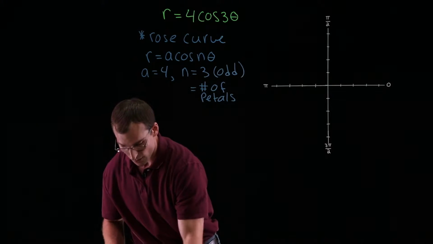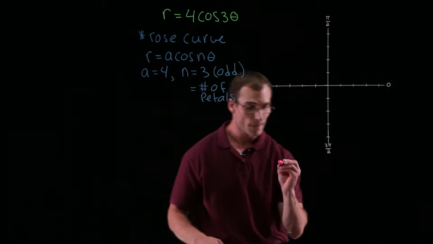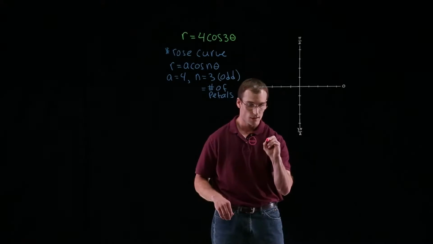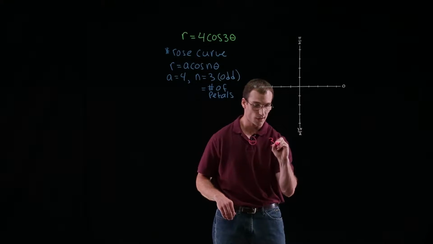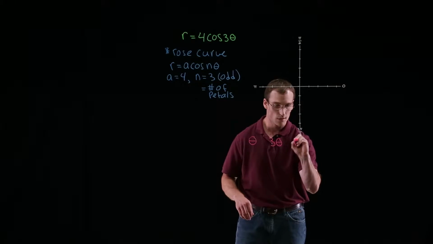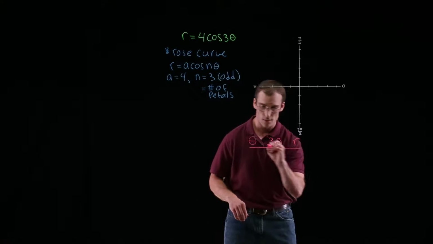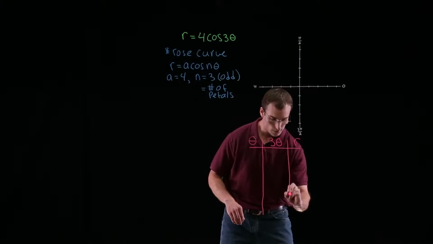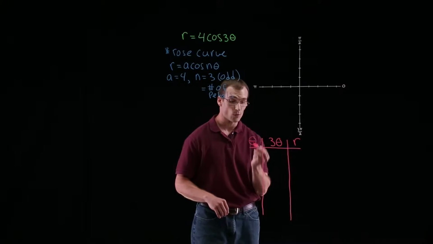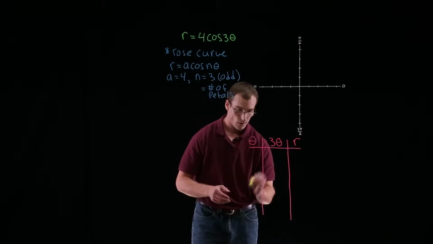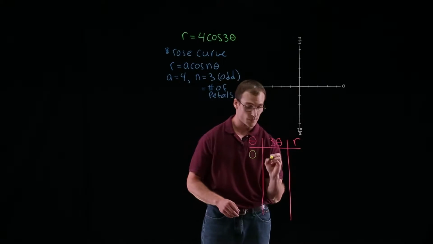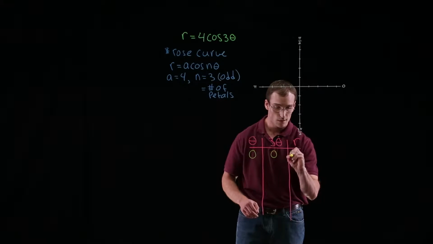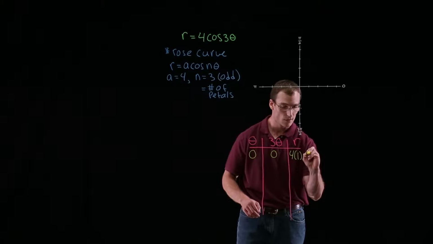So by sketching this, we're going to generate some points. First, we're going to generate some values of theta, and then inside our cosine we have 3 theta, and compute the given value of r. So we'll start with theta equal to 0. 3 times 0, of course, gives us 0, and cosine of 0 being 1, our r is 4 times 1, or 4.